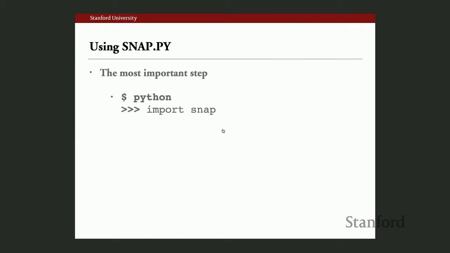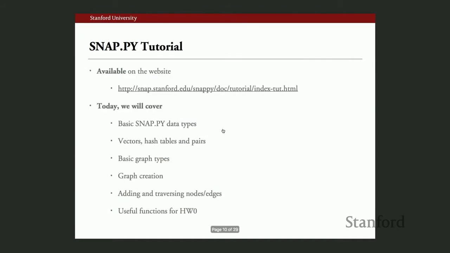Cool. So obviously, in order to use the Snap libraries, you need to import it. Beyond that, there's also a more robust tutorial on the website that has a lot of these examples. What we're going to walk through today is: what are the basic data types in Snap? How do vectors, hash tables, and pairs work in Snap? Hint, it's almost exactly the same as normal Python. Then the basic graph types, how you instantiate a graph and manipulate it by adding and traversing nodes or edges, and then a few useful functions.